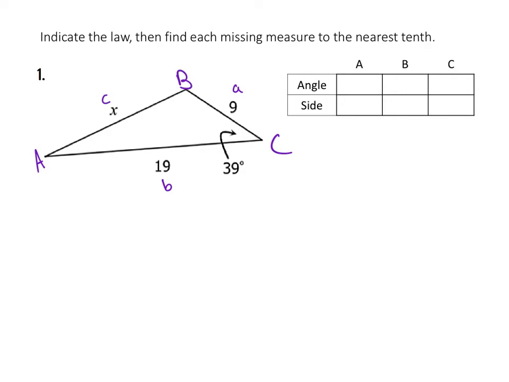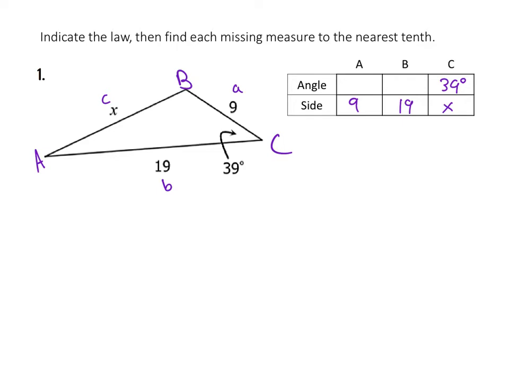And now we can actually fill out our table that I placed in here. We don't know anything about angle A, we don't know anything about angle B, but we know angle C is 39 degrees. We do know that side a is 9, and side b is 19. And what we're looking for is side c. I will put an X there for now, but we will delete it later when we get our answer.